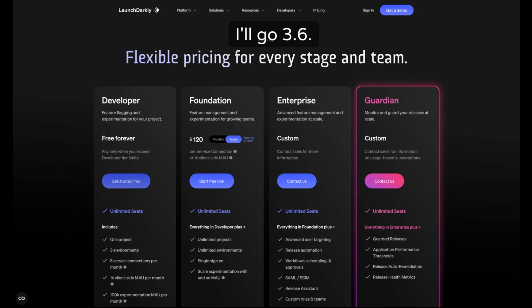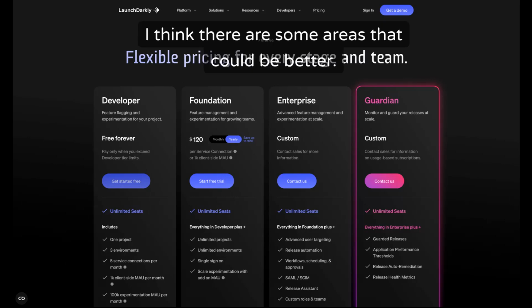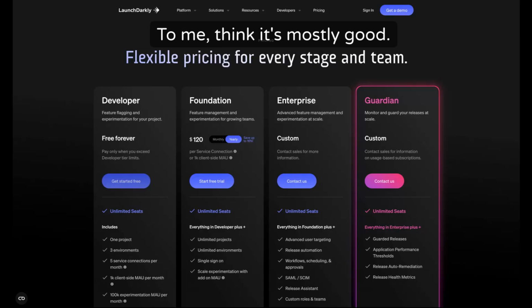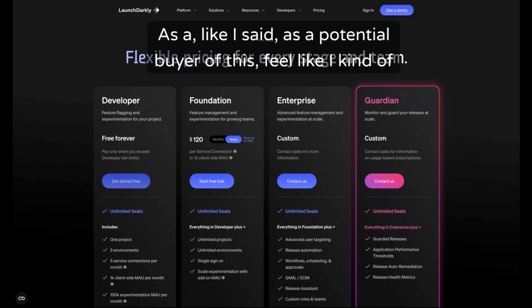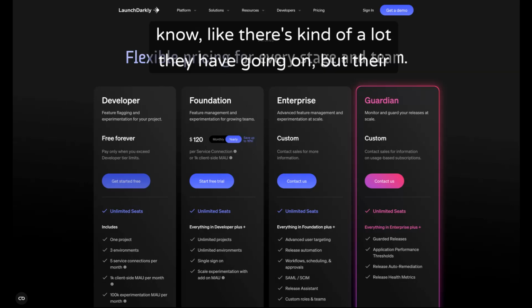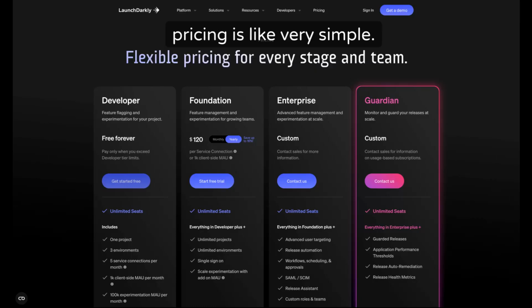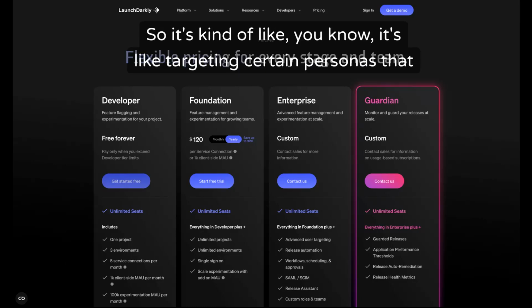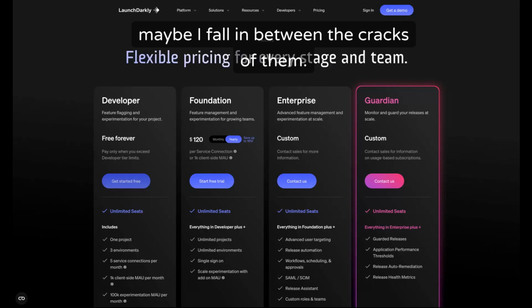I'll go 3.6. I think there's some areas that could be better. To me, I think it's mostly good. Like I said, as a potential buyer of this, I desire more of a mix and match experience. There's a lot they have going on, but their pricing is very simple. So it's targeting certain personas that maybe I fall in between the cracks of.